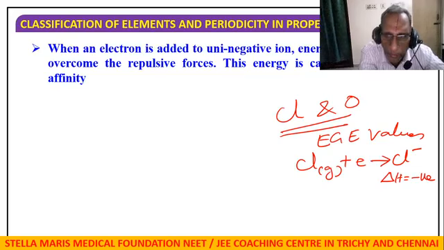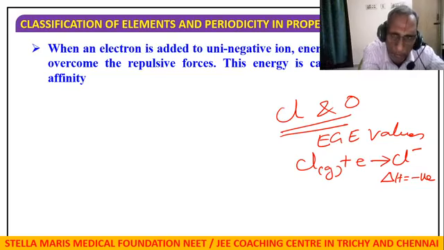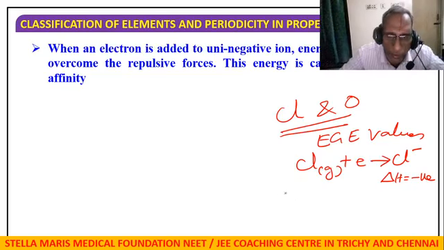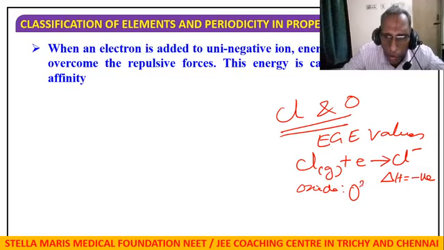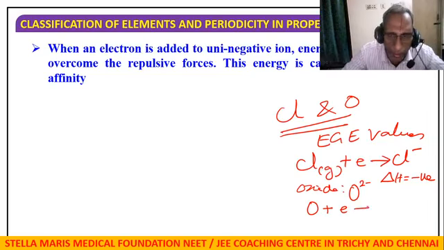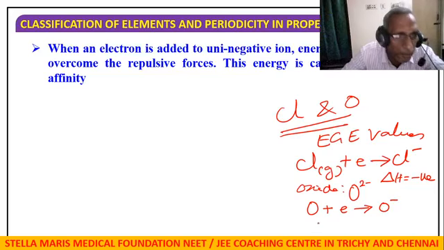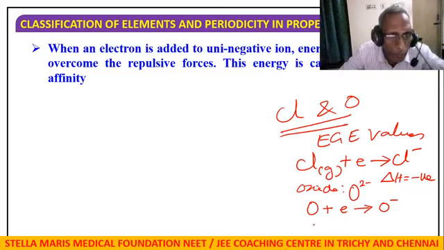Chlorine gas plus electron giving chloride. Energy is released during this process. Let us take the case of oxygen. The oxide anion formula is O2 minus. To O, you have to add 2 electrons. For a neutral atom, when you add 1 electron, it becomes a negatively charged ion.